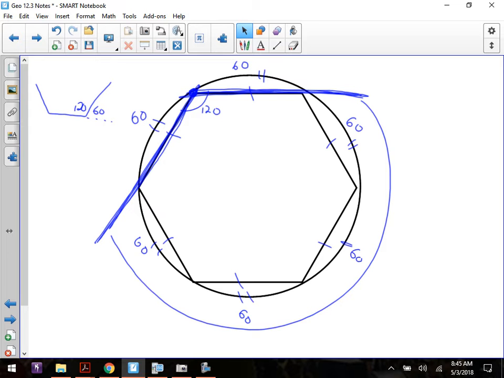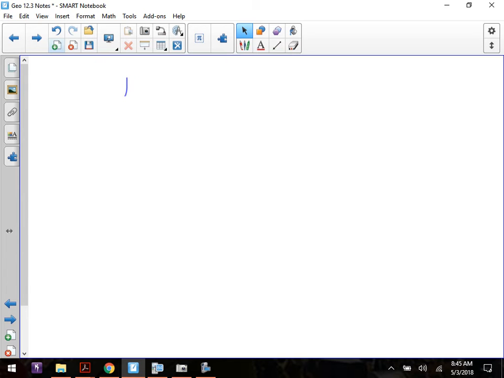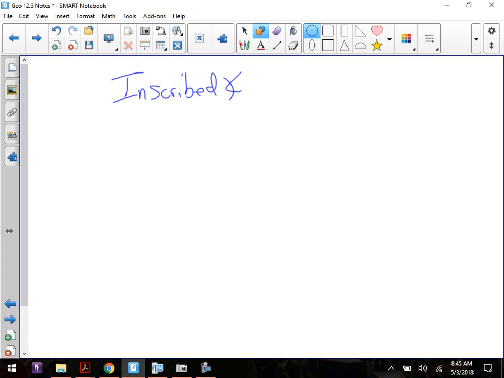Well, that's how you get your arcs. If it's a regular polygon, yes, that's how you get all your arc stuff. That's what we've done before. But what happens here for what's called an inscribed angle is that you get this thing when you have an inscribed angle.